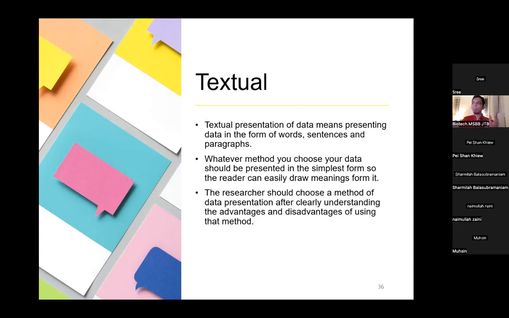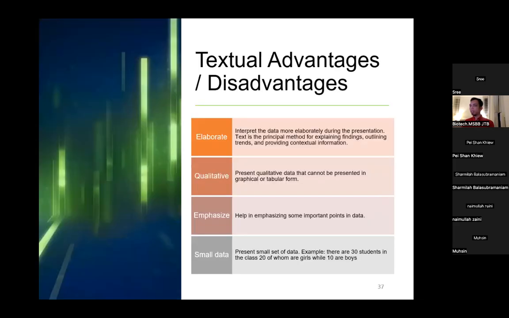We still need to do some analysis. We still need to present it; how we project those results should be arranged properly. And maybe we italicize the text, or maybe we put bullets for that particular result. So we can do that in terms of the textual. So the researcher should choose a method of data presentation after clearly understanding the advantages and disadvantages of using that.